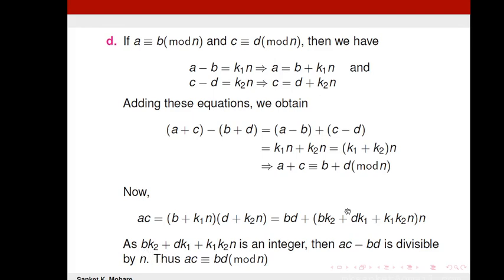As B, D, k1, k2 and n are integers, their sum and multiplication is also an integer. So as B k2 plus D k1 plus k1 k2 n is an integer, then AC minus BD is divisible by n. This implies AC is congruent to BD modulo n.